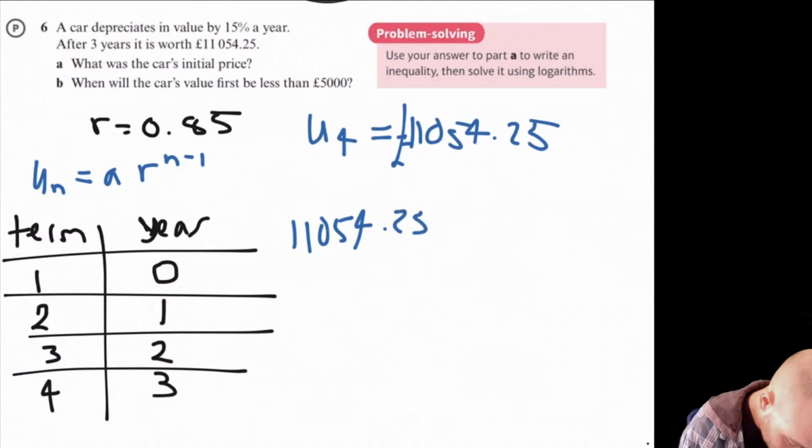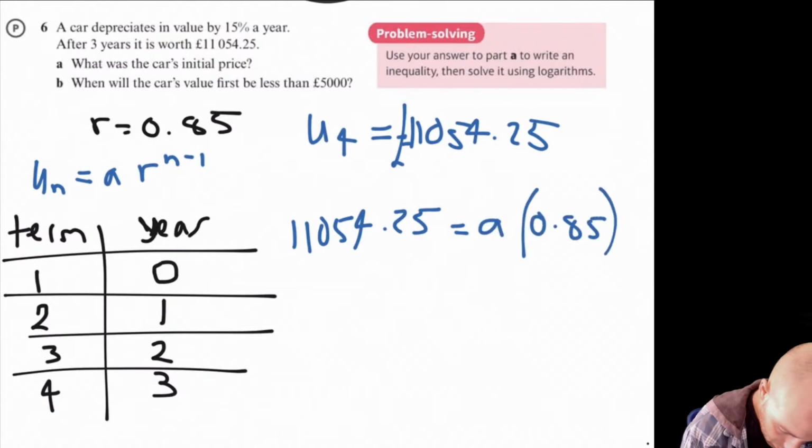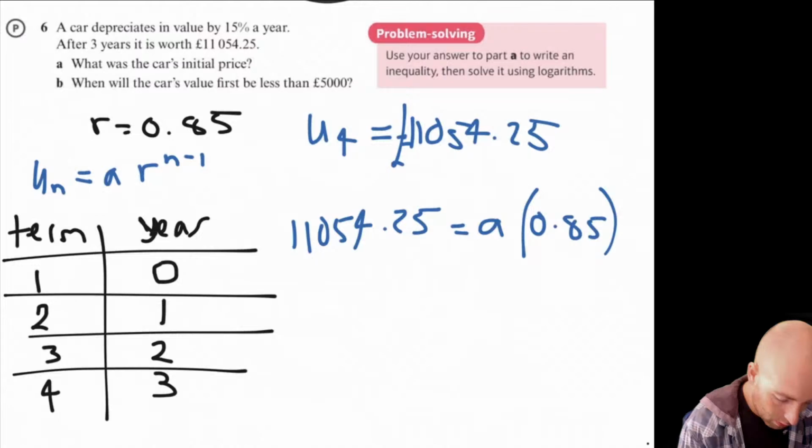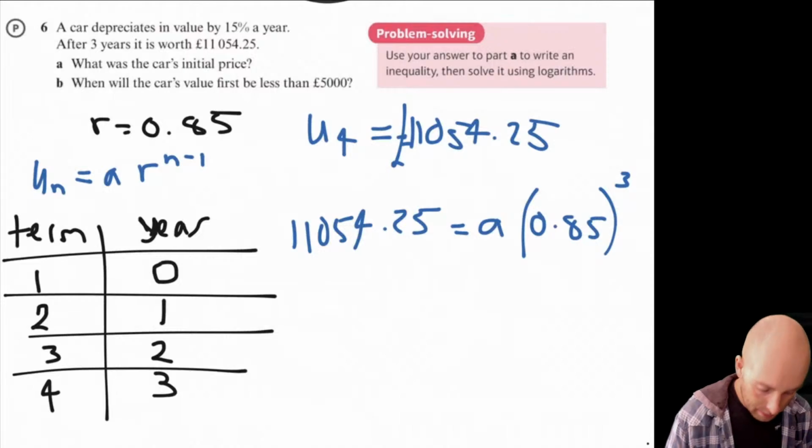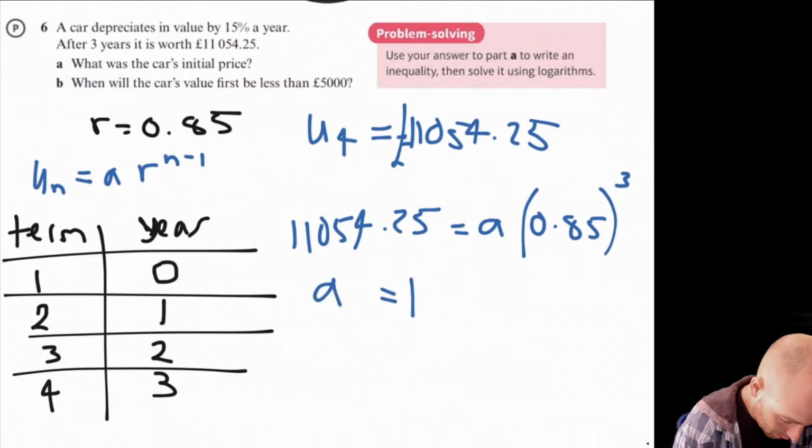11054.25 is A times 0.85 to the power n minus 1. So for U4 it's going to be 4 take 1, which is going to be 3 on the top there. So if I get my calculator, cube 0.85, and then divide 11054.25 divided by answer gives me A. The new price was 18,000.